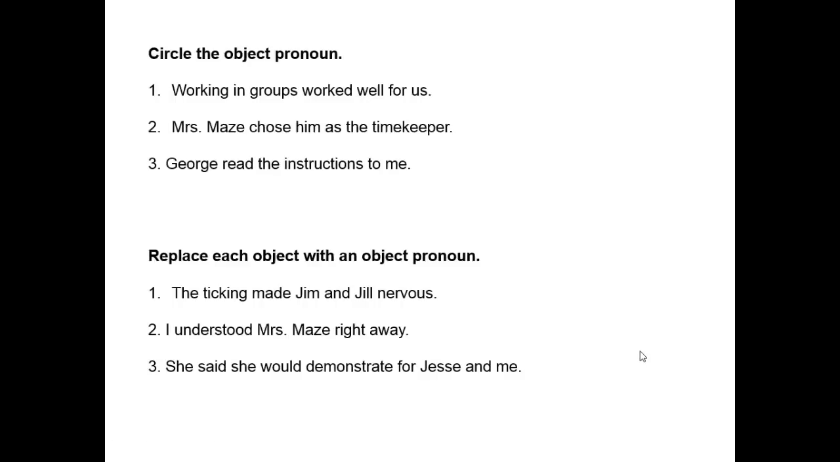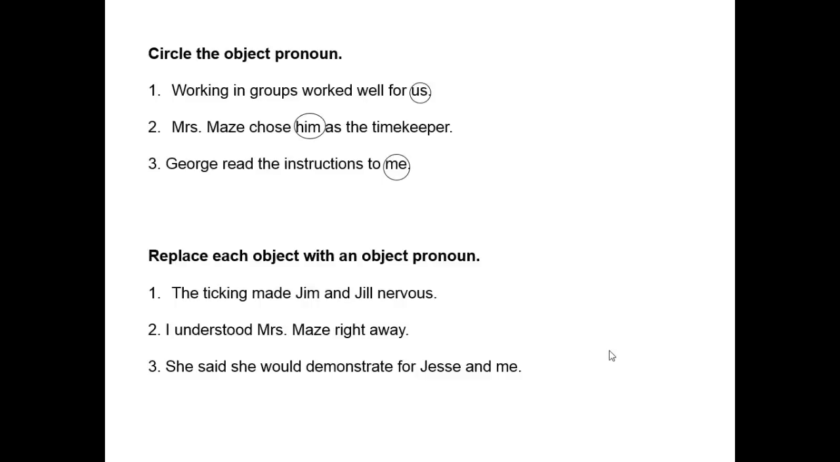Number 1, working in groups worked well for us. First of all, find the action word or the preposition in the sentence. And then ask yourself, who is receiving or what is receiving the action. If you circled us, you're correct. Number 2, Mrs. Mays chose him as the timekeeper. If you circled him, you're correct. George read the instructions to me. Me is the object pronoun.